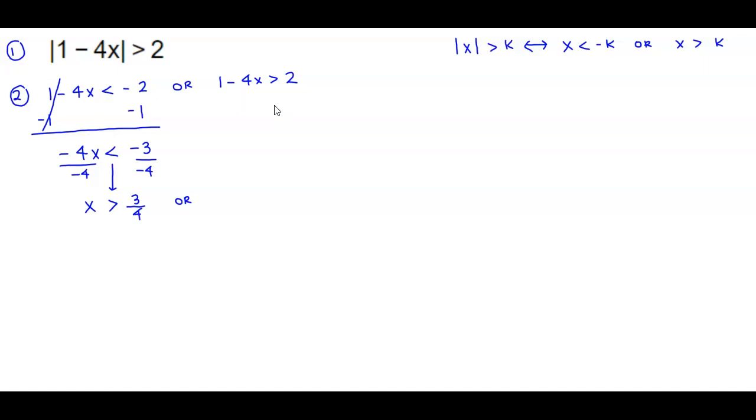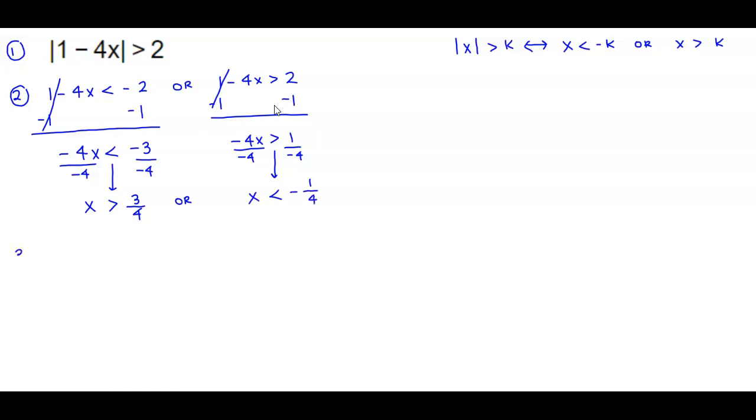Okay, and then over here, we're going to subtract 1 from both sides. So we end up with negative 4x, which is greater than 2 minus 1, which is positive 1. And again, we're dividing both sides by negative 4, which means we need to flip this inequality. And so therefore, x is going to be less than negative 1/4.